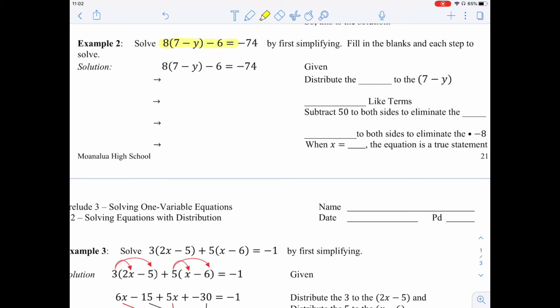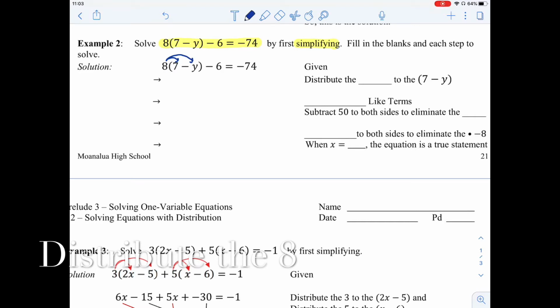And so example number 2, so we have solve, now it looks different. 8 parentheses 7 minus y, minus 6 equals negative 74. So first, simplify. We want to be simplifying first as much as we can. And we have the parentheses there. So we're going to try to get rid of that parentheses. One way is by distributing. So we're going to distribute our 8 first to both our 7 and our negative y.